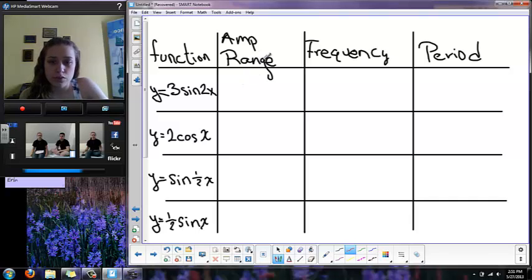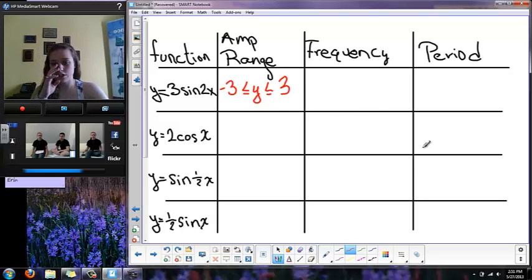So the amplitude range, what I mean by saying amplitude range, obviously we know that the amplitude is 3, but what I mean by range is the amplitude of 3 means that the range goes between -3 and +3. So y is greater than -3 and less than +3, and that's what I mean by that.